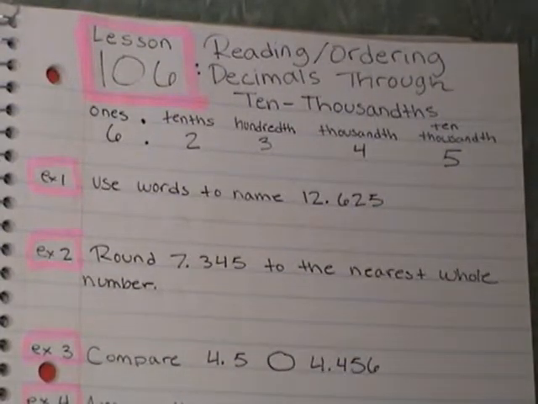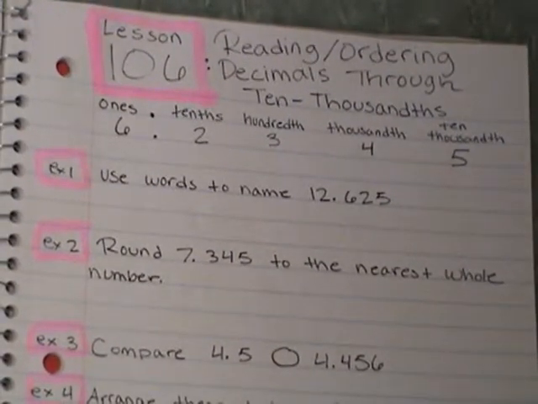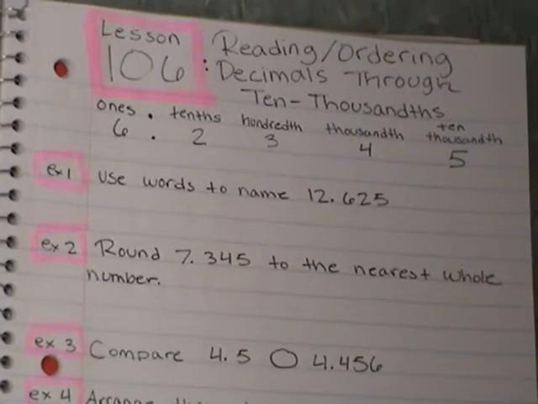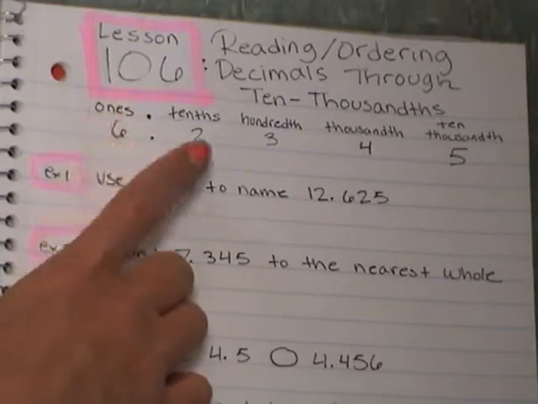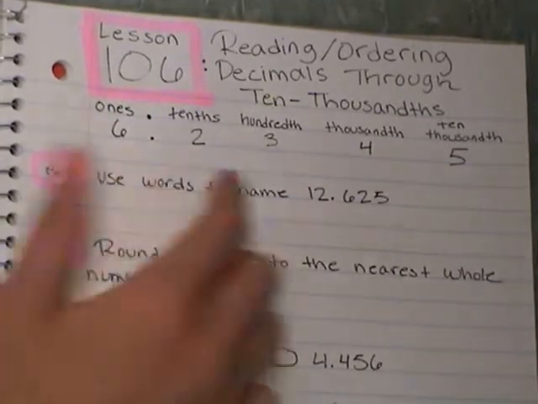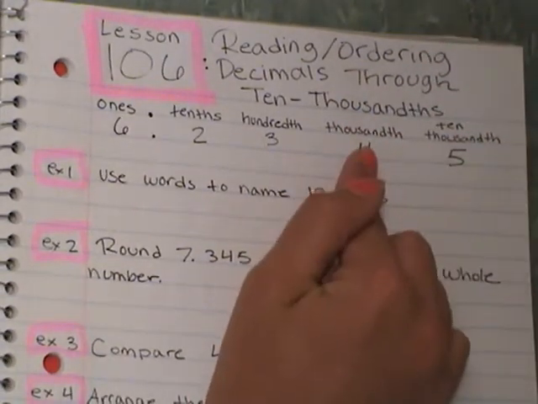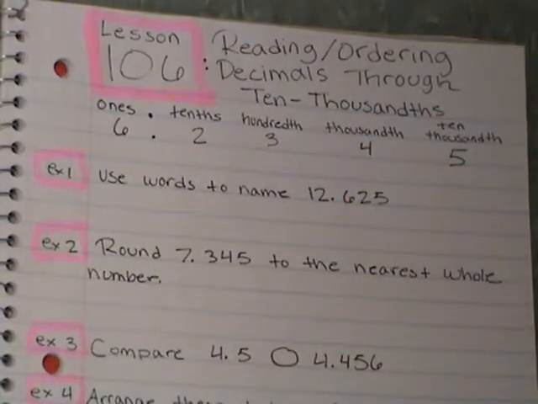Alright, so tonight's lesson is lesson 106, and we are reading and ordering decimals through the 10,000ths. Most of the time we have normally stopped at the thousandths, but we're going to move on now past the hundredths and the thousandths and get to the 10,000ths. So I have written a little chart up here that we can always go back to look at. Here's my ones, so I have 6, my decimal point, and then I have my tenths, then my hundredths, my thousandths, and my 10,000ths.